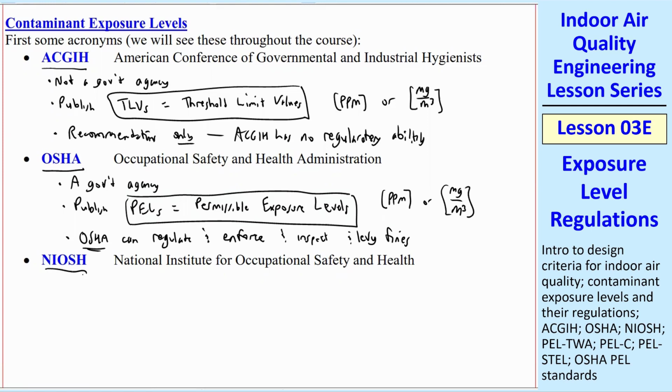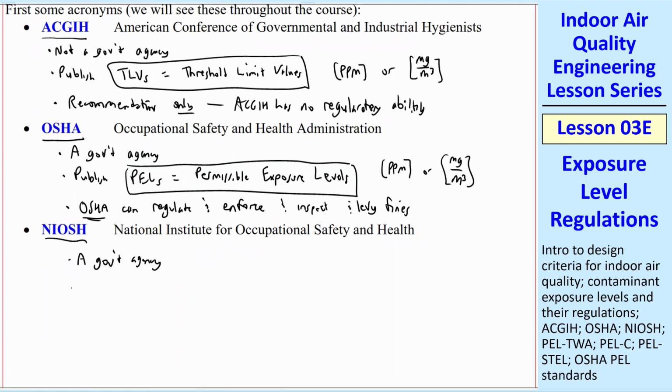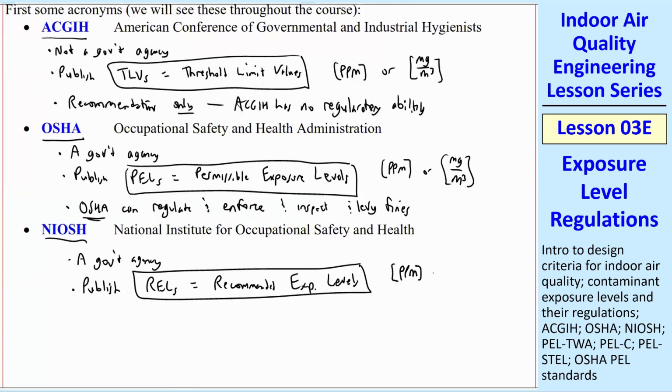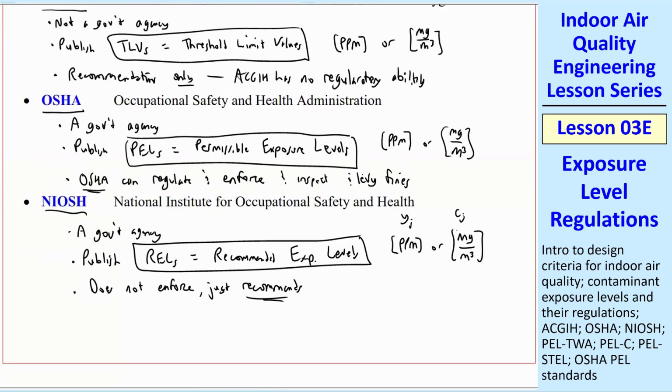NIOSH is kind of a strange one. It is a government agency, and they publish something that's even different than the other two. They publish what's called an REL, recommended exposure levels, again in ppm or milligram per meter cubed. You know how to convert between Y, J, and CJ through previous equations. The difference here is that it does not enforce, it just recommends. So NIOSH is a government agency, but it has no authority to regulate anything or levy fines. Big difference is that NIOSH REL assumes a 10-hour workday, and the OSHA PEL assumes an 8-hour workday.